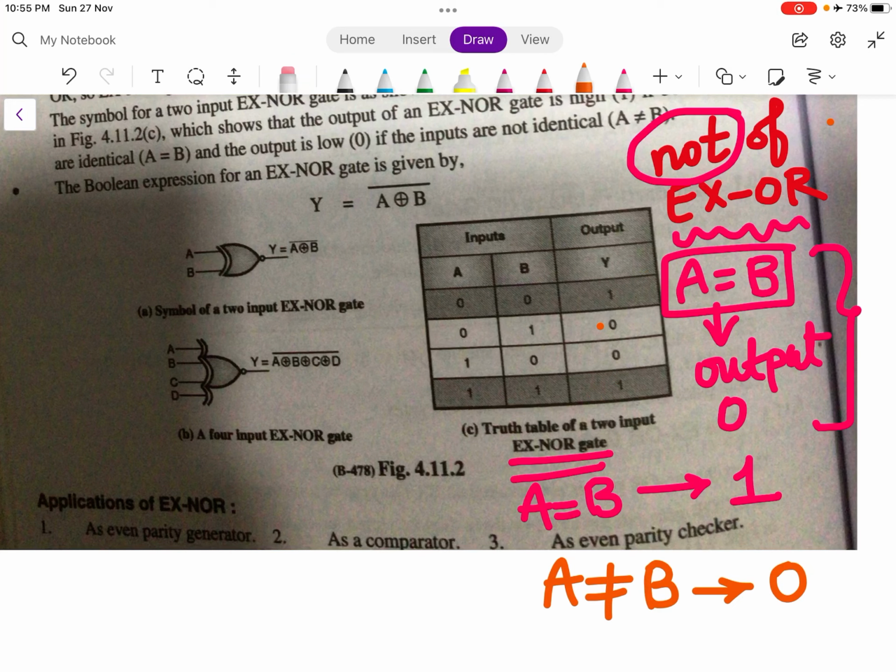And what are the applications? As an even parity checker, as a comparator, and as an even parity generator and checker.